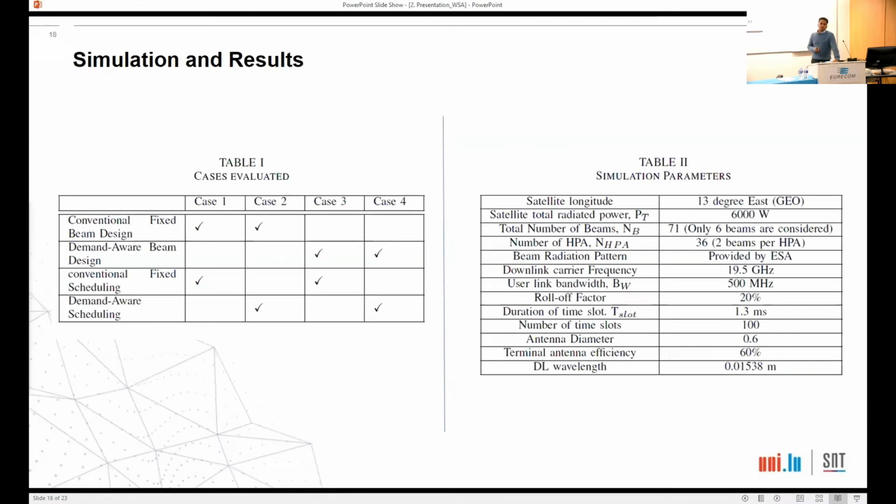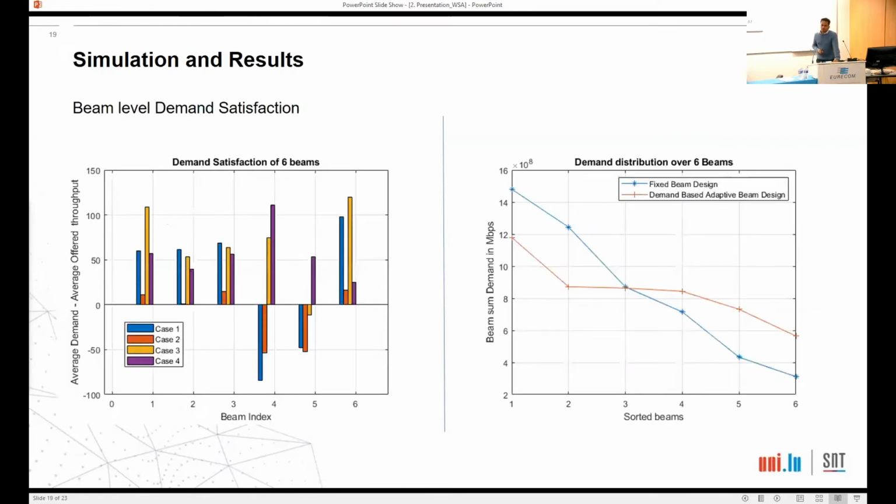For results, we divided into 4 different cases. If we have not at all introduced demand-driven adaptability, then we call it case 1. If we have introduced demand-driven adaptability only at user scheduling, then it's case 2. If we have introduced adaptability at beam design, it's case 3. And if we have introduced adaptability at both, it's case 4. The simulation parameters are on the right, and I would straight away go and explain the results.